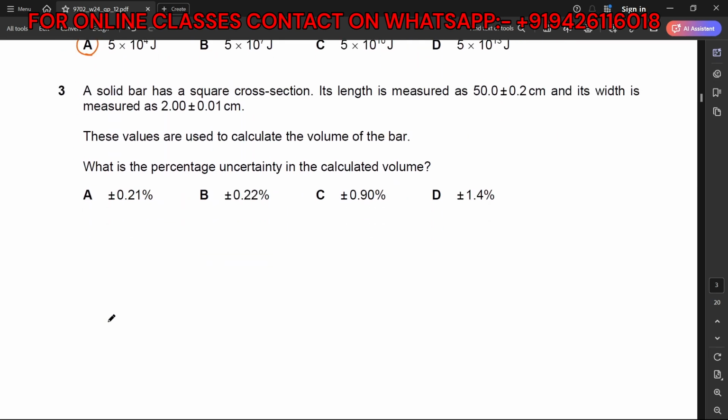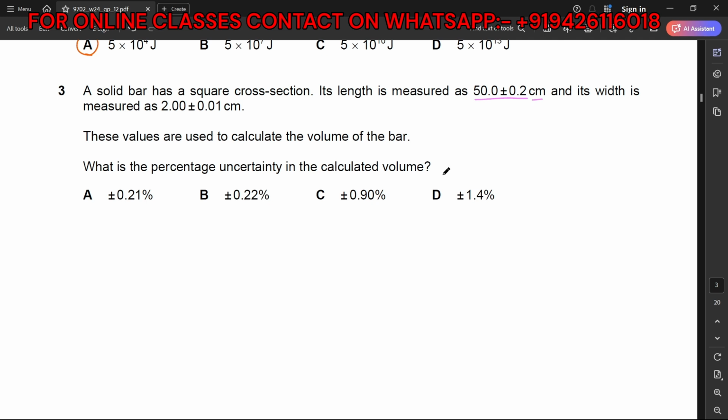Now in our third question it is mentioned a solid bar has a square cross section. Now, the length of this bar is measured as 50 with plus minus 0.2 being the absolute uncertainty. Note that the unit for this quantity is centimeters and the width is measured as 2 centimeters with plus minus 0.01 centimeters. Now, these values are used to calculate the volume of the bar. What is the percentage uncertainty in the calculated volume?